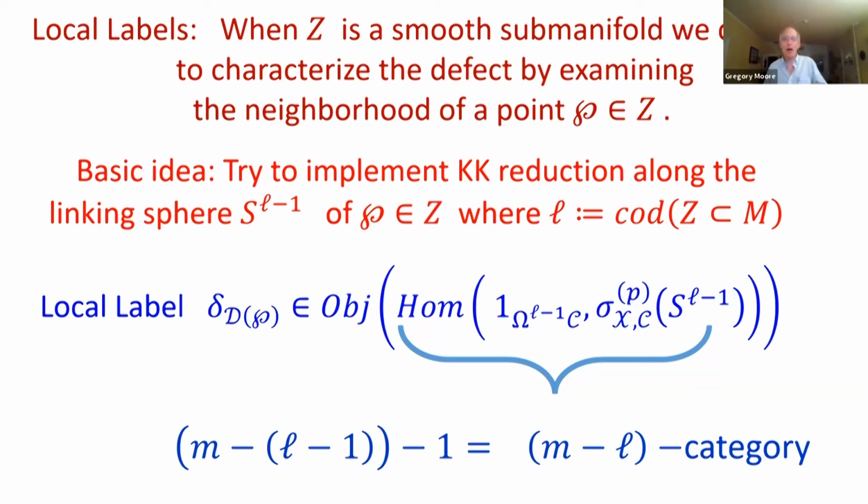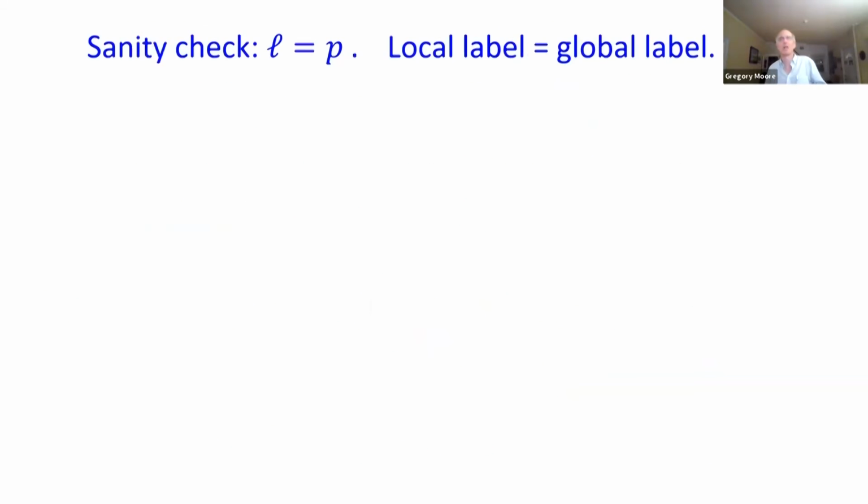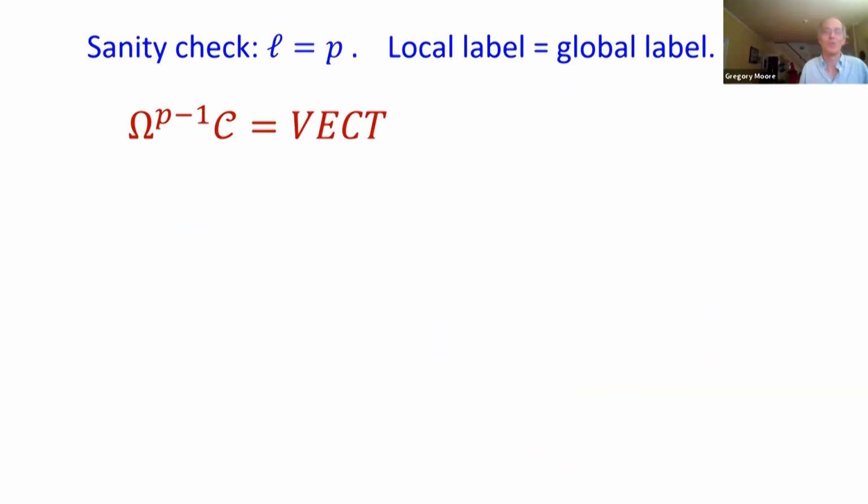Okay, so now probably your eyes are crossing. If they haven't been crossing before, your eyes are crossing now. So let's do a sanity check. Let's just take the codimension to be the same as the dimension of space-time. In other words, let's take a point defect. So then we'd better find that our local label is a global label. Well, if we take L as P, then the P minus 1th looping of C, we agree, is the one category of vector spaces.